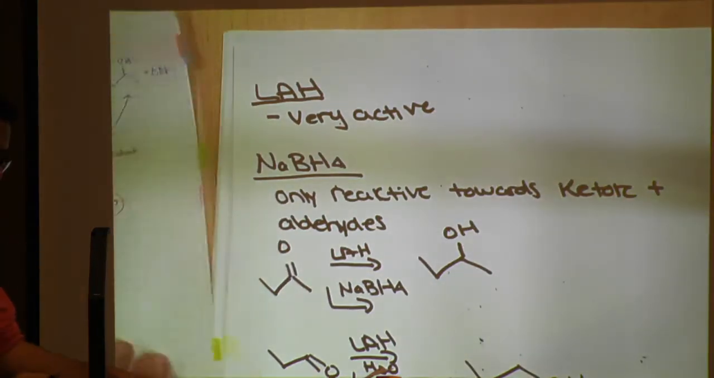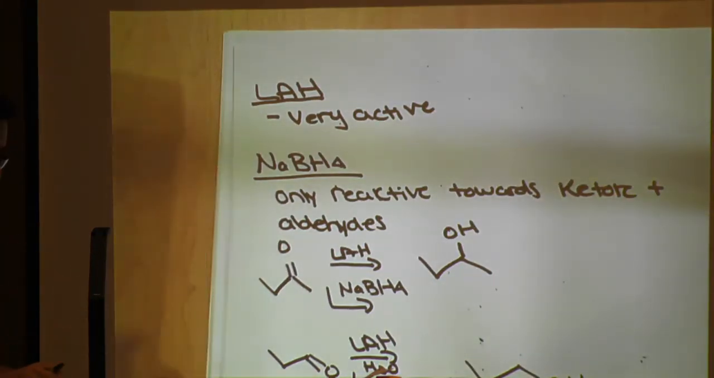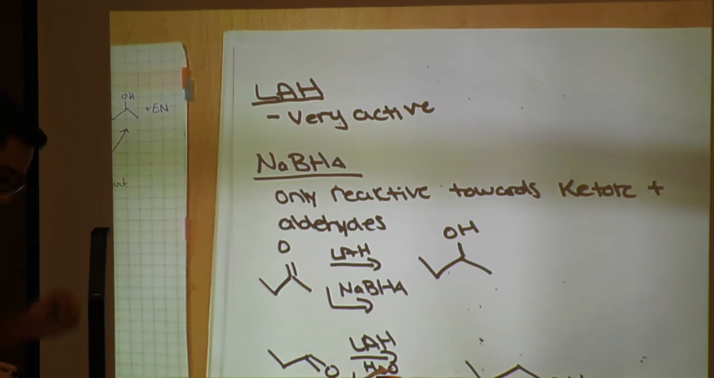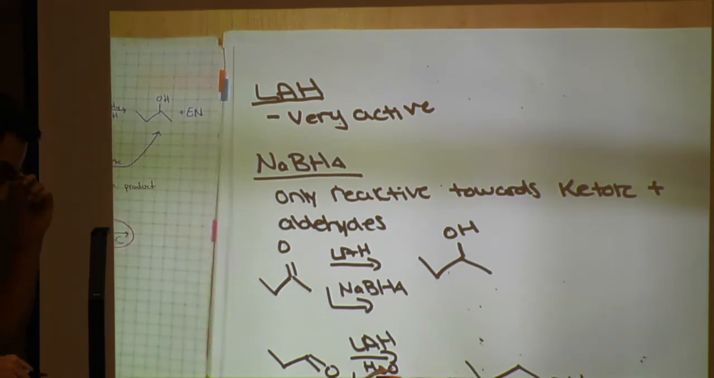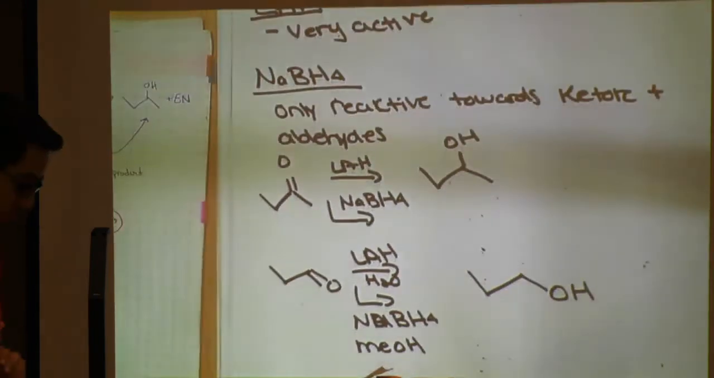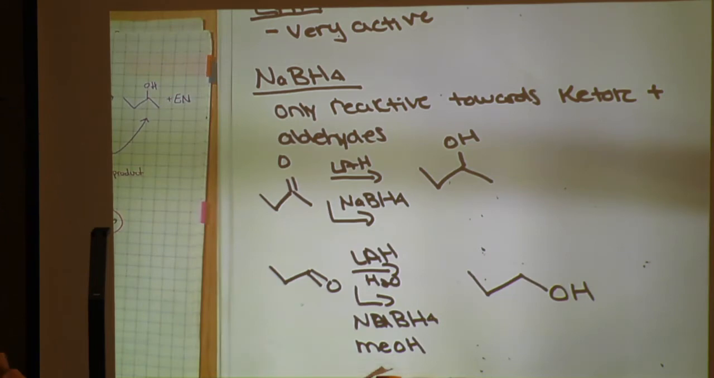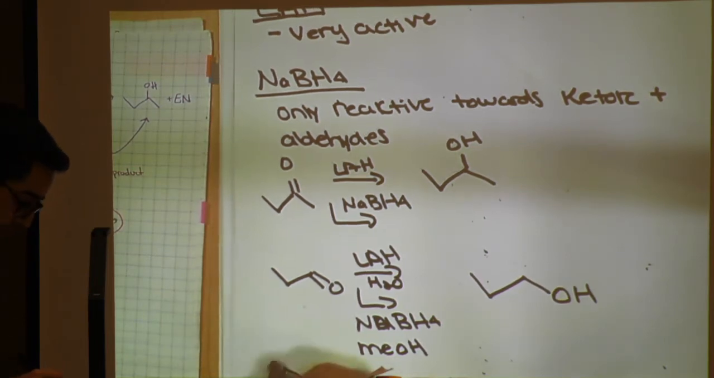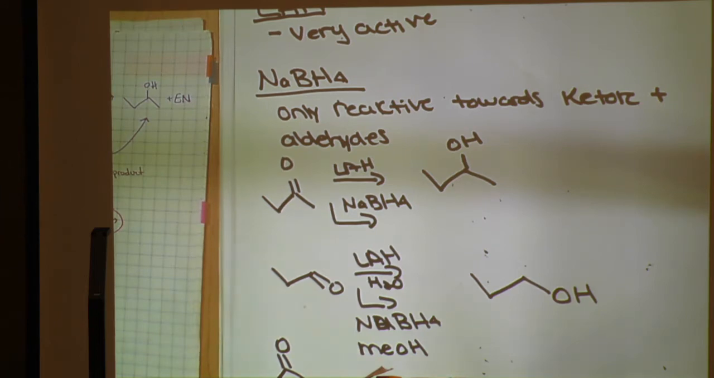NaBH4 is paired with MeOH, methanol. Okay, so just a quick review from Orgo 1, talking about different selectivities of reducing agents when you have carbonyl groups. For example, let's take a cyclic carbonyl group. So now we have two different things: the carbonyl and an alkene.